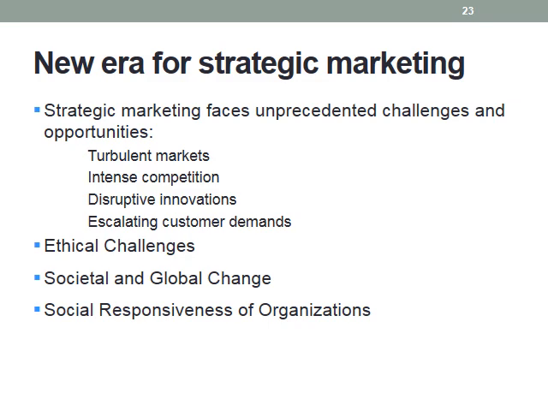So we'll move into some new era or new aspects of strategic marketing. The world is changing. Strategic marketing faces unprecedented challenges and opportunities today. A lot of changes are there. Turbulent markets are changing a lot. Intense competition, disruptive innovations, a lot of innovations per day. Escalating customer demands, customers are demanding a lot of things. A lot of ethical challenges are there today. Societal and global change. So right now all of us are staying at home. Why? Because of the COVID-19 issue, which is a big social issue, a big political issue, which has impacted our economies a lot.